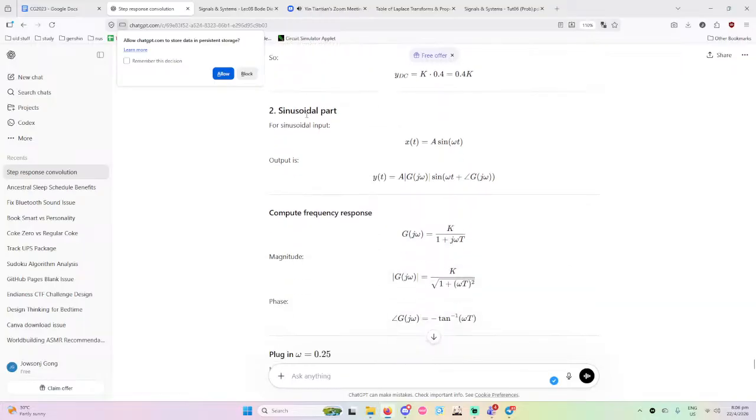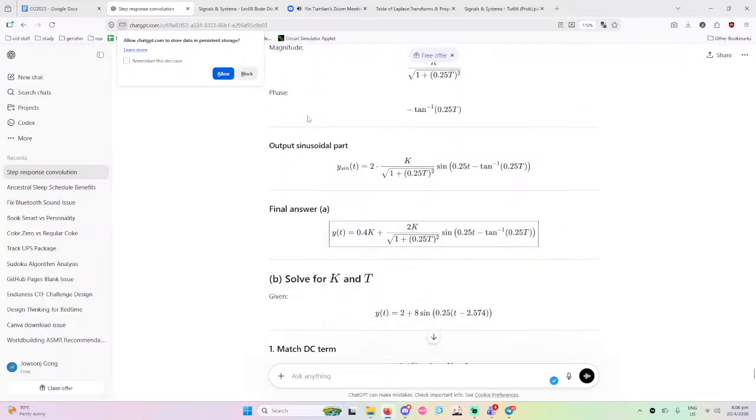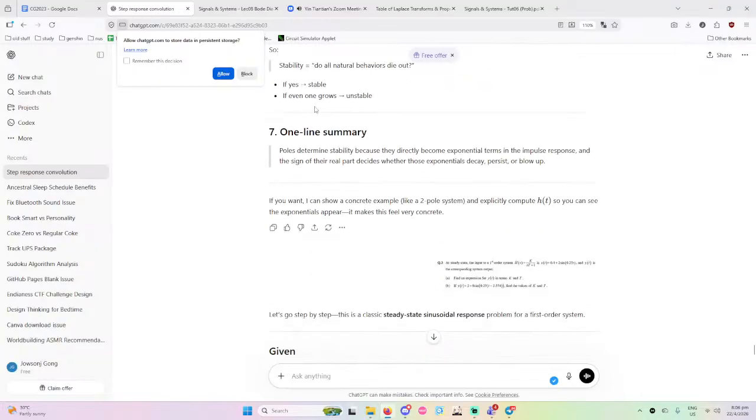Put y(t) equal to 2 plus 8 sin(0.25t) minus 2.574, multiplied by u(t). So here we are trying to find the values of k and τ. If we compare this expression with this expression here, which is equation 1 and equation 2, this term should be equal to this term here, which means we will have 0.4 times k is equal to 2. Then we will have k equal to 5.